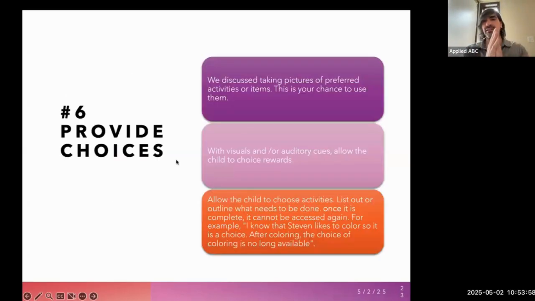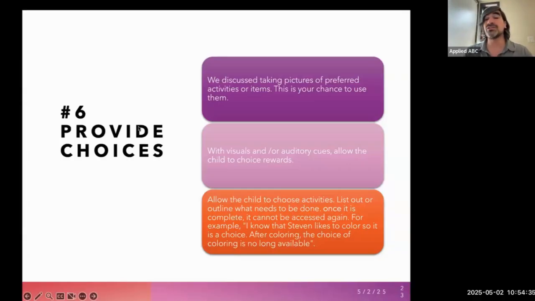Okay, this one's so important. Provide choices. We discussed taking pictures of preferred activities or items. This is a good chance to use them. You offer these things: which one do you want? With visuals or auditory cues, allow the child to choose their rewards, because in choosing, there's something that's extra motivating. That's true of us in ways we don't notice, and it's definitely true of our kids. If you have said, I want this thing, or I have selected this thing from among my choices, that makes it more exciting, something you're more willing to work for, wait for, whatever the case may be.